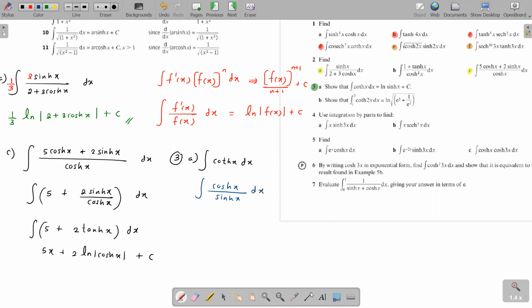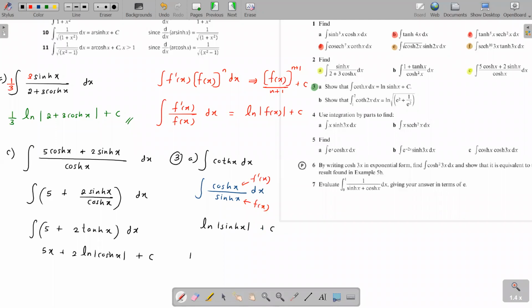So now, what rule am I going to use? I can use the f dash x over fx. Your fx is sin x. You know sin differentiation is directly what? Your fx is sin x, your f dash x is cos x. So basically we get here what? ln sin x plus c, which is what they wanted, to show that.